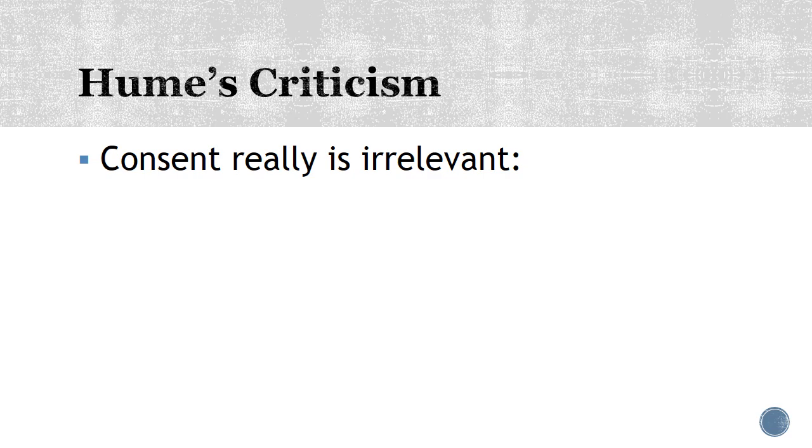The heart of Hume's criticism attacks one of the central assumptions of certainly Hobbes's and Locke's social contract, more Locke's than anybody's, that consent itself is really irrelevant. Now, to some extent, Hobbes's view is compatible with Hume's criticism, but Locke's much less so. And so here's Hume's argument for consent really being irrelevant, in a nutshell.